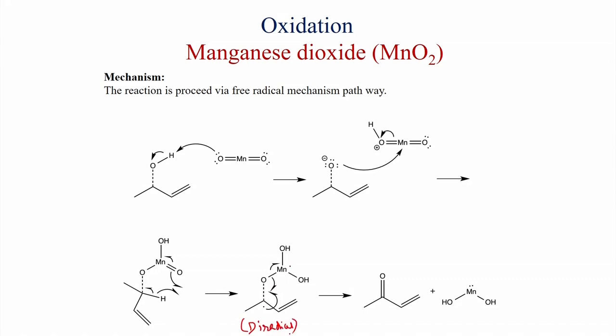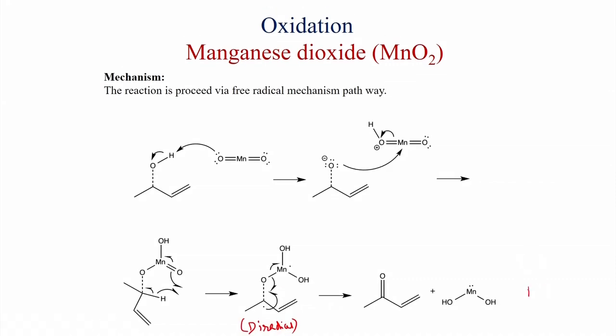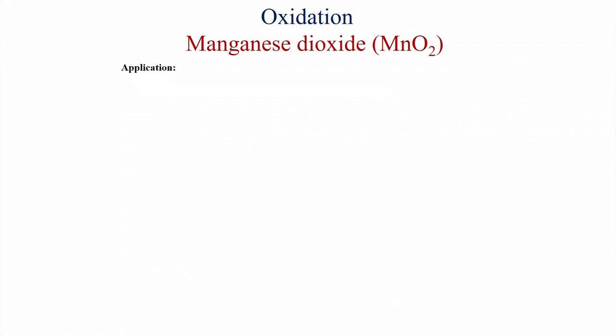So this is a diradical, and this diradical then fragments. One electron comes from here and another electron goes to the manganese. So manganese becomes manganese hydroxide, which is +2. So manganese 4 becomes manganese 2. So the reduction is happening, and here alcohol is becoming a carbonyl compound. So the oxidation is happening.